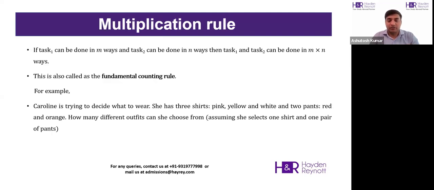In this case, if I have to figure out in how many ways this can be done, it is simply m into n. So you can decide the number of shirts in 3 ways and the number of pants in 2 ways. So the number of ways in which you can select a different outfit is 3 into 2, that is, in this case, 6. So this is how we use the multiplication rule in the counting method.